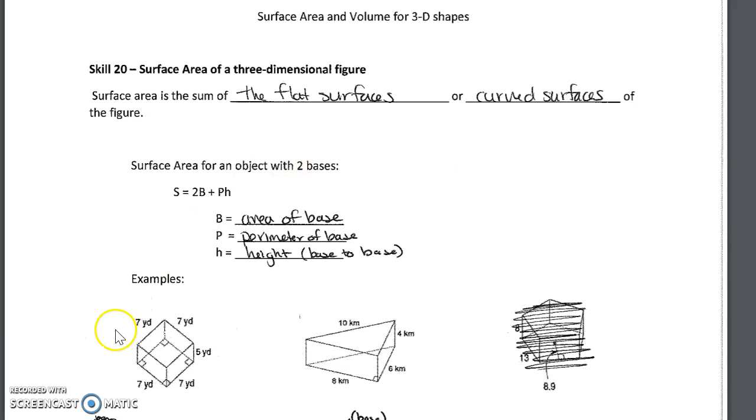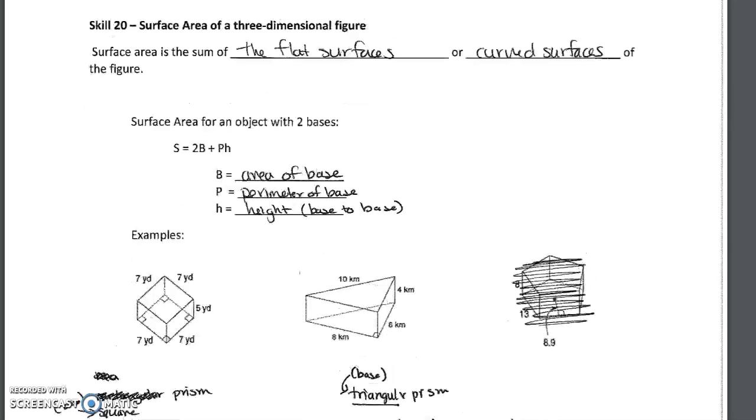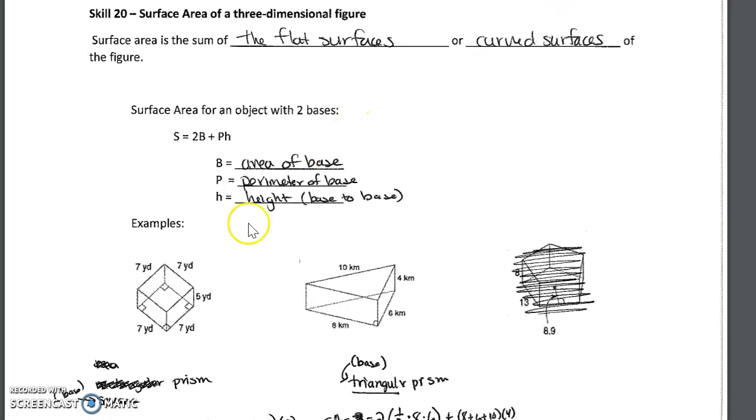Let's look at this one over here. 7, 7, 7, 7, and then you've got this little 5 over there. Notice you have those marked as being 90 degrees. So if you are looking at the bottom or the top, you should be able to identify that that shape is a square, and then the 5 is going from top to bottom. So if there's a square on the bottom and a top and bottom, you should be able to identify that as a square prism. I would find it helpful for you to label it a square prism. The base is a square and it's a prism.